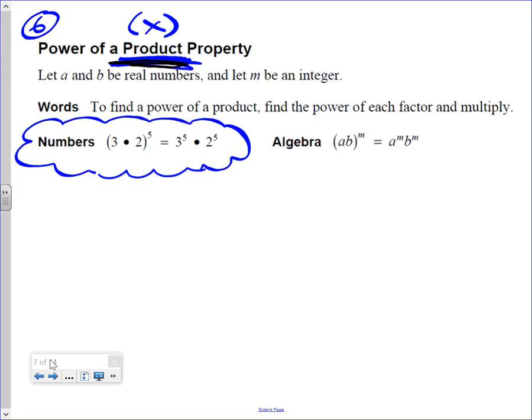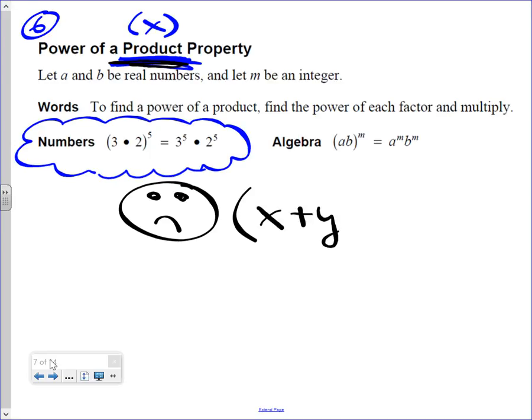What you don't do is this. Go ahead and put a sad face on your notes. Murillo, stay with me. Put a sad face. This is what you don't do. Let me put some parentheses. Let me put an x plus y, and let me put to the 5th power here. Just put it on the side somewhere. A sad face because this is what you don't do.